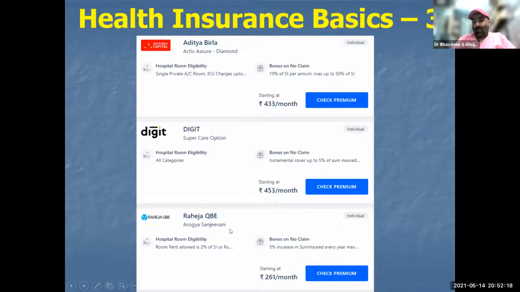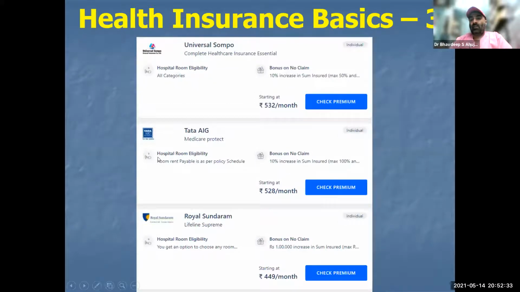So pick up the plan name and then search further in that plan name, because even a single company would be coming with lot many plans. Har company ka ek plan nahi hota, they'll have so many plans. So search for those plans. Maybe you can find something useful.